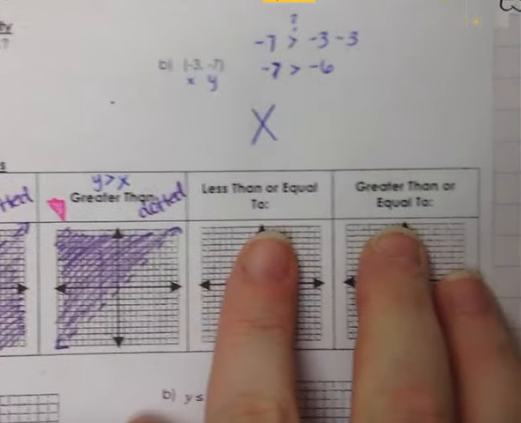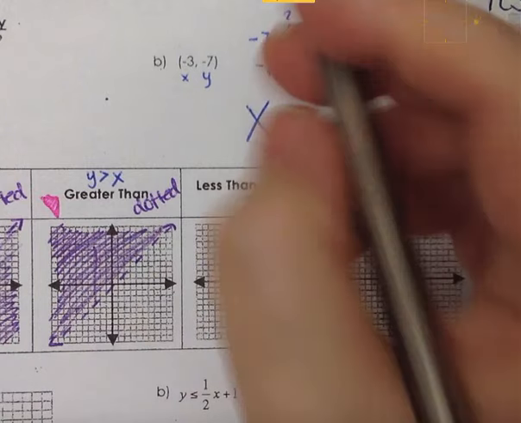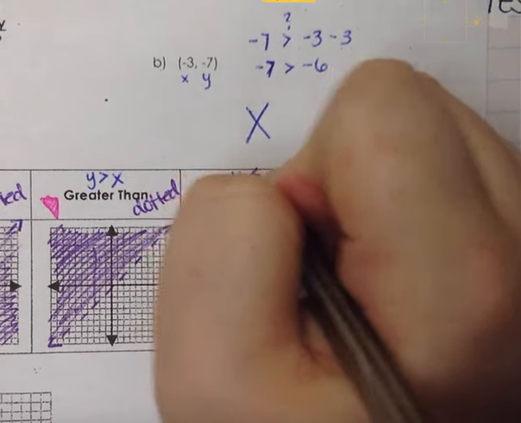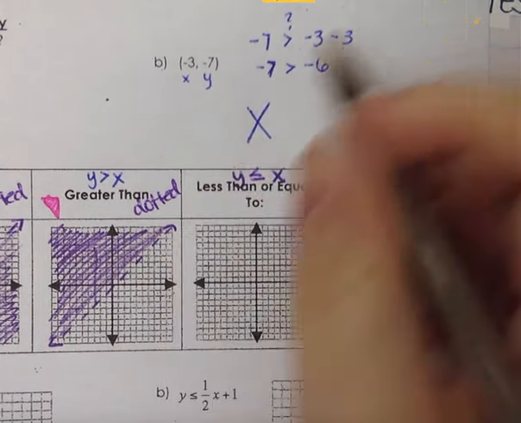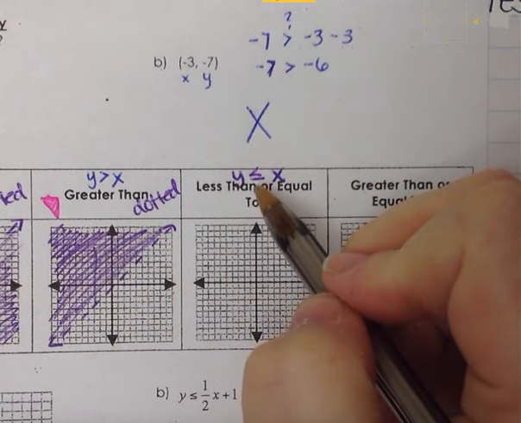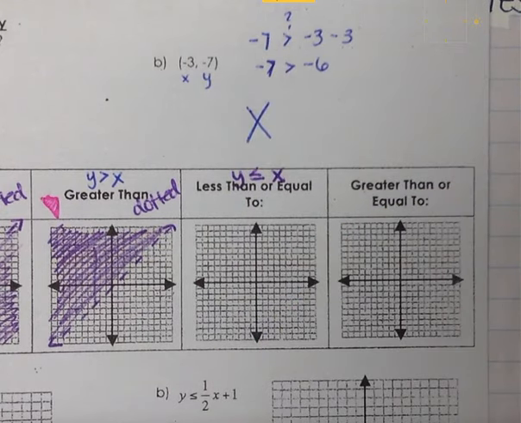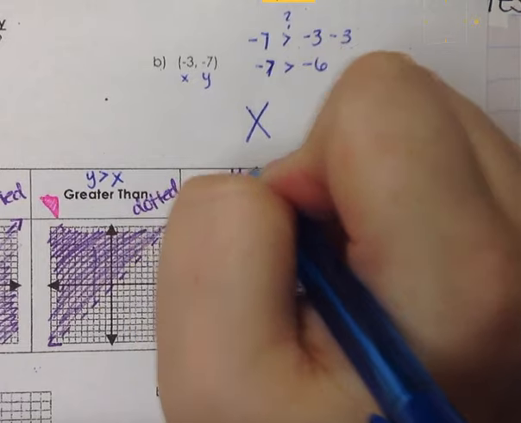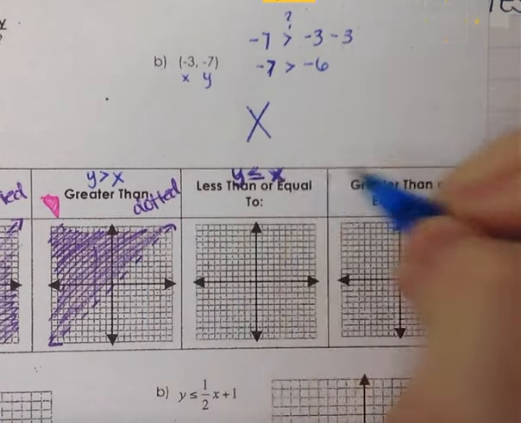Now, less than or equal to. This one would be y is less than or equal to x. So the equal to has that symbol on the bottom. All right. Y is, I will do that in blue. Y is less than or equal to x.